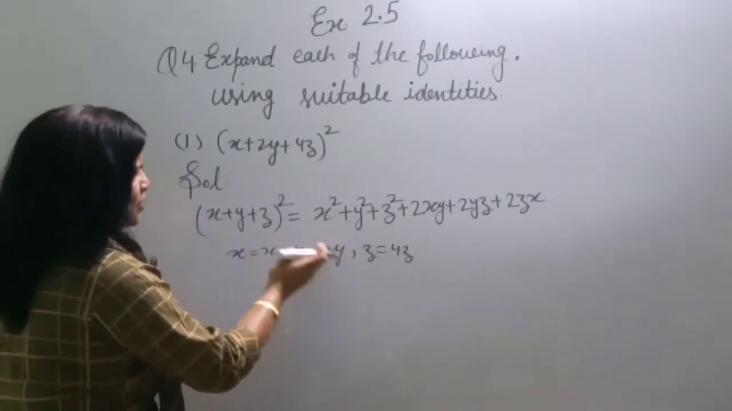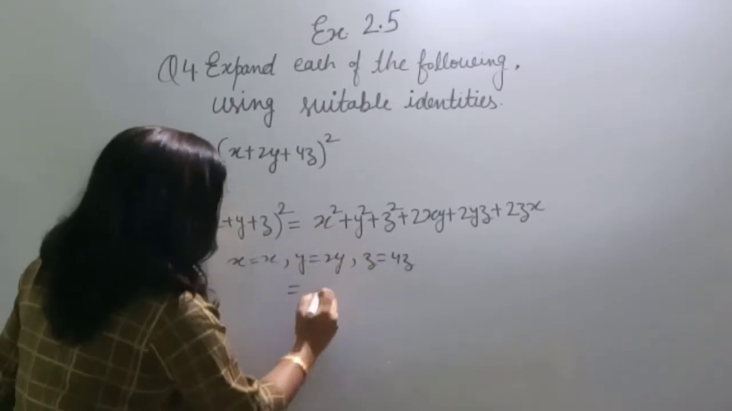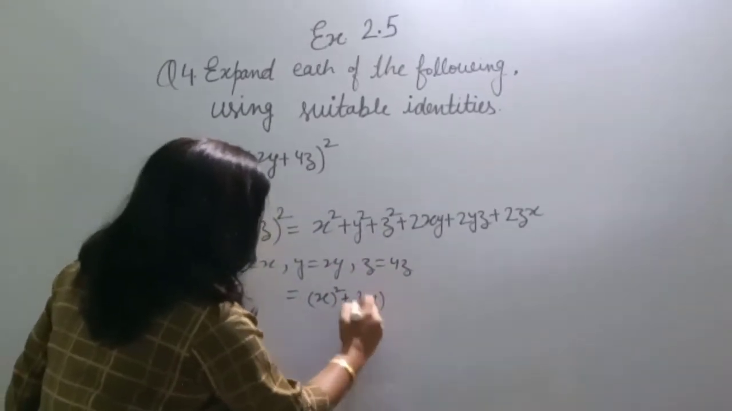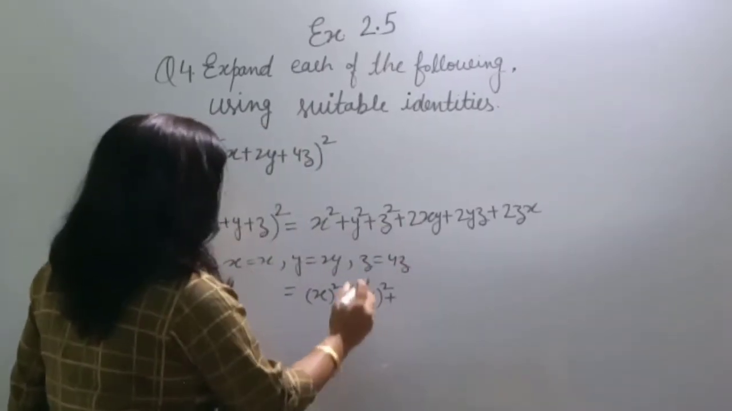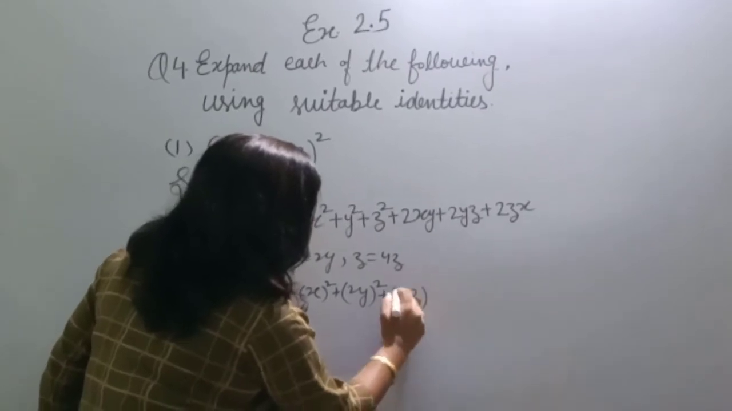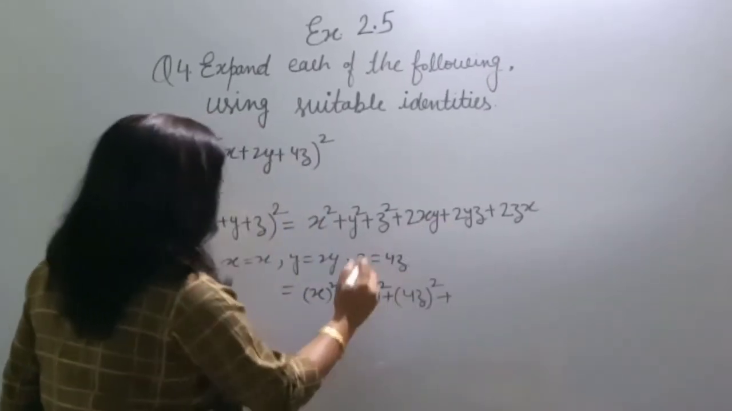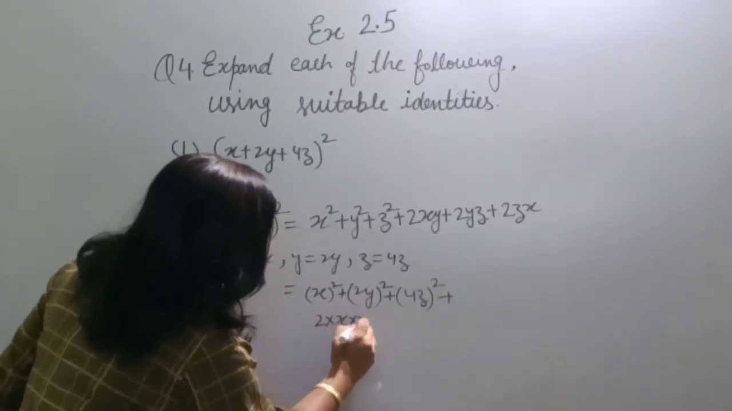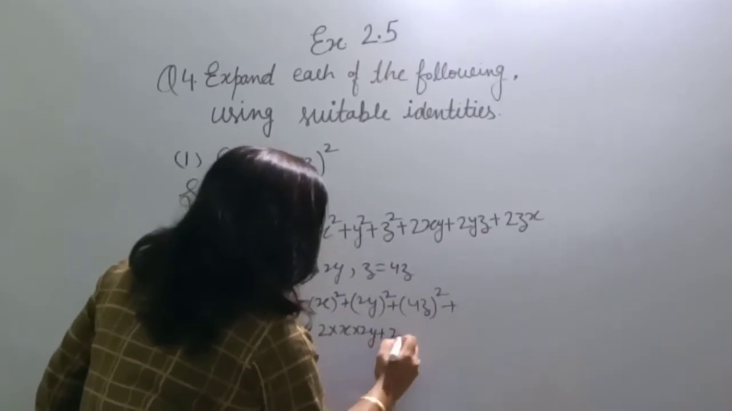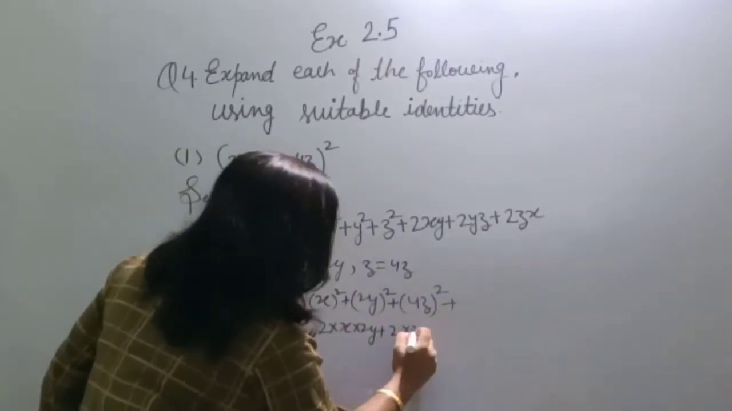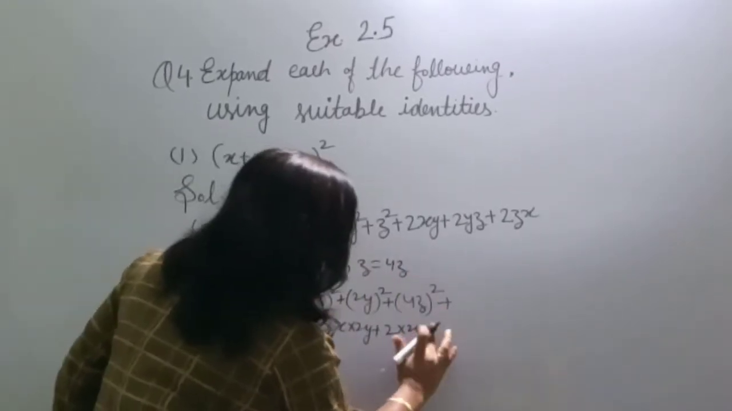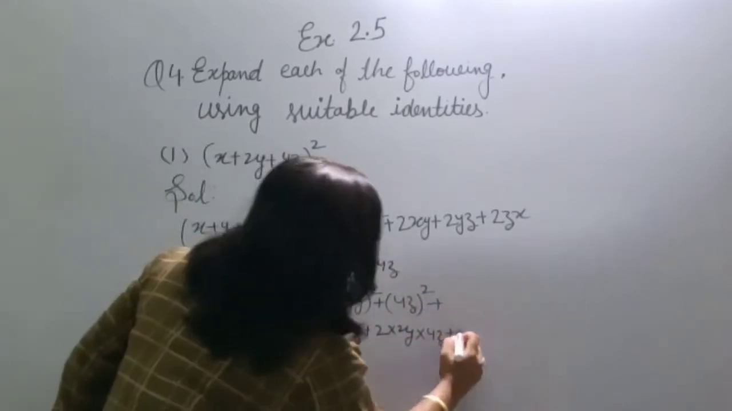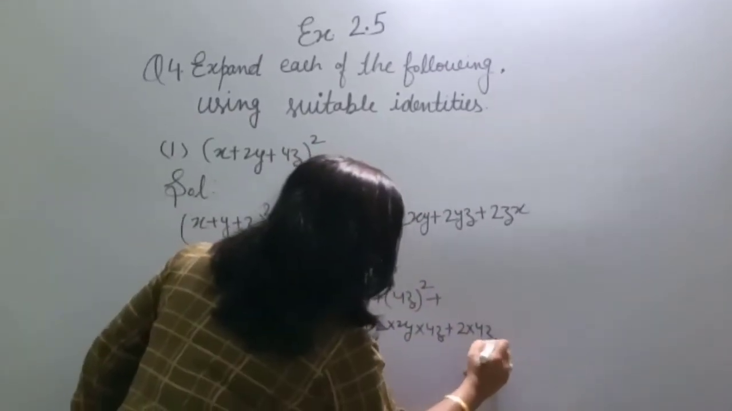Now we can simply put the values in the expanded form. So x² will come, plus y², in place of y we put 2y, so (2y)² will come, plus z², that means (4z)², plus 2xy, that means 2 into x into 2y, plus 2yz, 2 into y, the value of y is 2y, multiplied by z, that means 4z, plus 2zx, 2 into 4z into x.